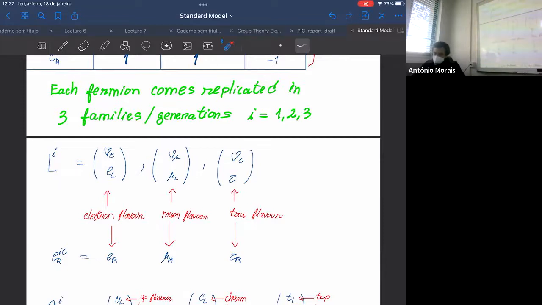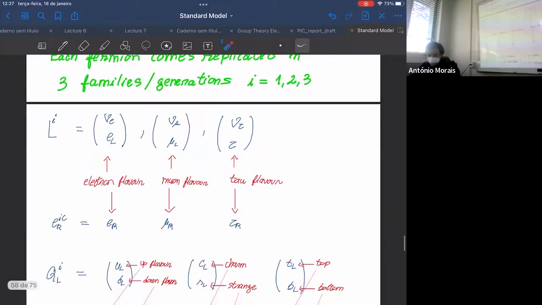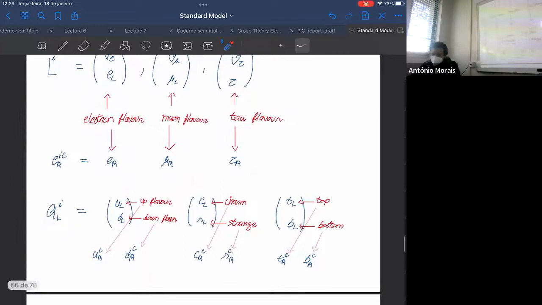Now you call this the tau, the mu, the e, you call this flavor. Within the tau family, you also have two flavors, the tau itself and the neutrino. You can regard these as different flavors of the same thing. In fact, the weak isospin in this case is what distinguishes between these two flavors. The same thing holds for the quarks: up flavor, down flavor, charm, strange, top, and bottom. And the same for the right-handed ones.